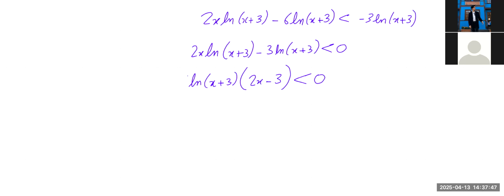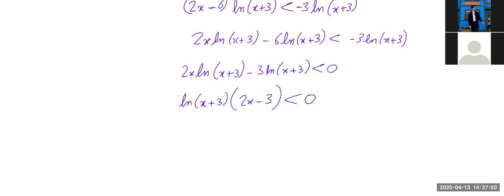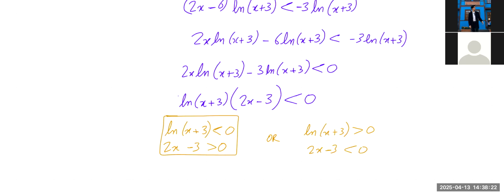This is, by the way, extremely important, something I regularly still get wrong. Whenever you see two factors being multiplied together and the product is less than 0, it's not as simple as saying that each of them is less than 0. That's not how it works. Think about it: if two things are multiplied together, you have two separate cases. Either natural log is less than 0 and 2x minus 3 is more than 0, or natural log is positive and 2x minus 3 is negative. Because these are the two pairs you would need for the product to be negative. They have to be opposite signs, right? So we have two different cases.